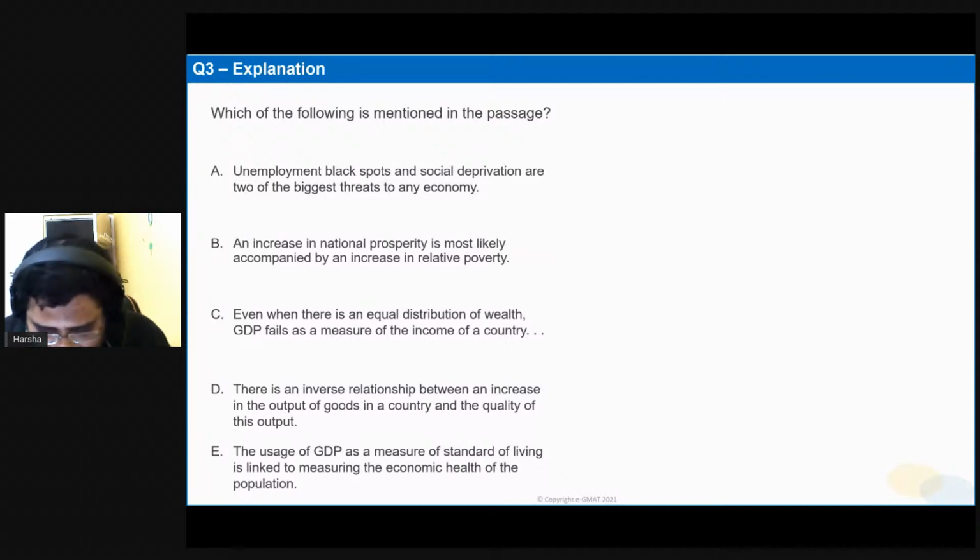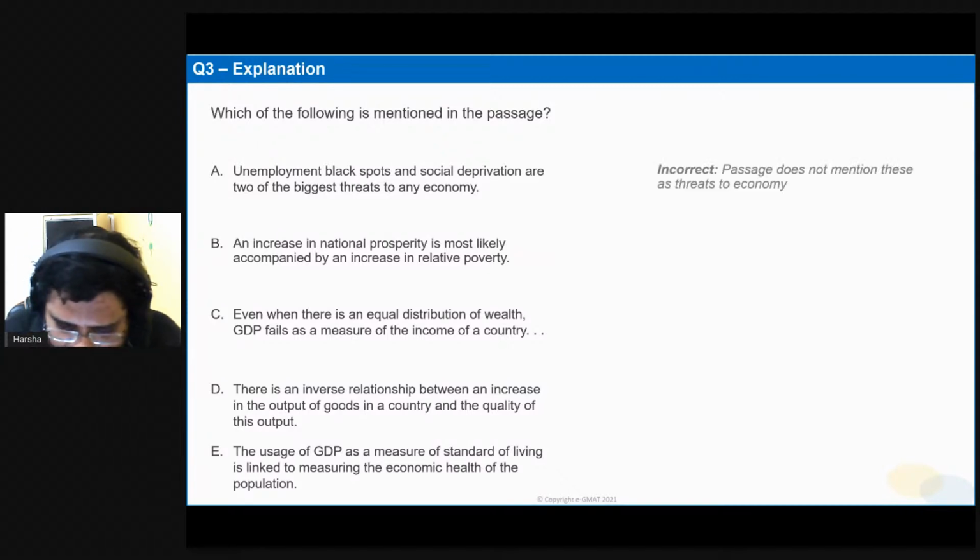Let's look at option A. How do we know that these, anywhere does the passage tell you these are threats to the economy? No. None of these are presented to us as problems that exist. Nobody told us these are threats. There is a difference between those two. That's why option A is not the correct answer.